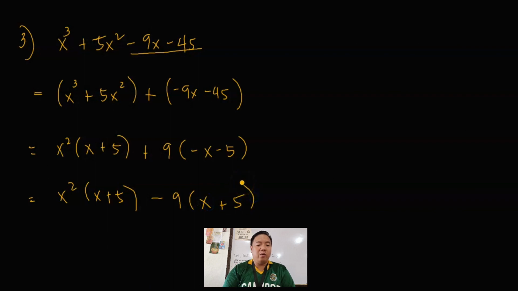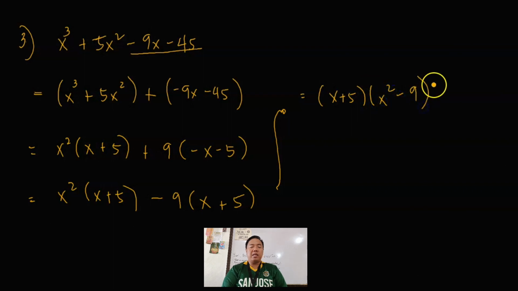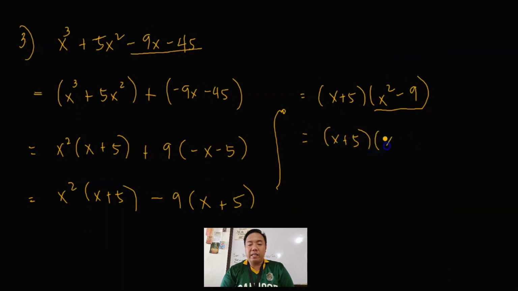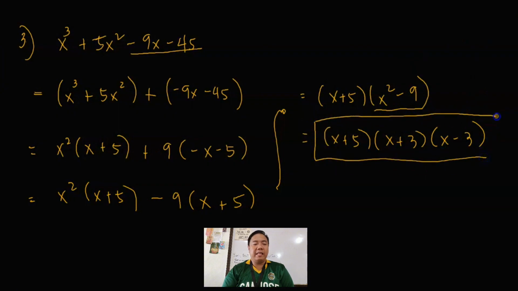Nagkapareho na po ba? Yes, very good. So, that will give us what? Ano po yung susunod dyan? That will give us the answer to be quantity of x plus 5 times the quantity of x squared minus 9. Diyan na po ba magtatapos ang ating factoring? No. x squared minus 9, meron pa po yan. Tama po ba? Okay, so that is the quantity of x plus 5 times the quantity of x plus 3 times the quantity of x minus 3. And that will be our final answer. May tanong po ba? Okay, so kaya niyo yan.